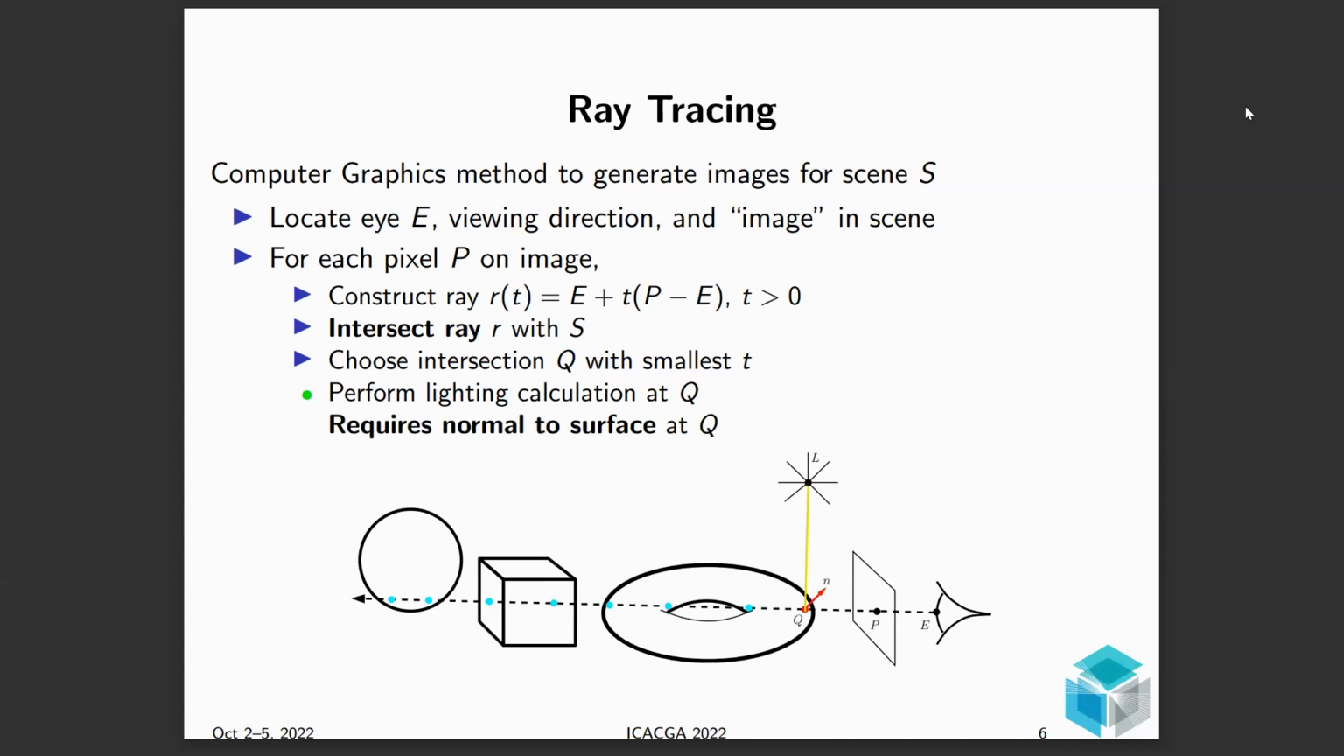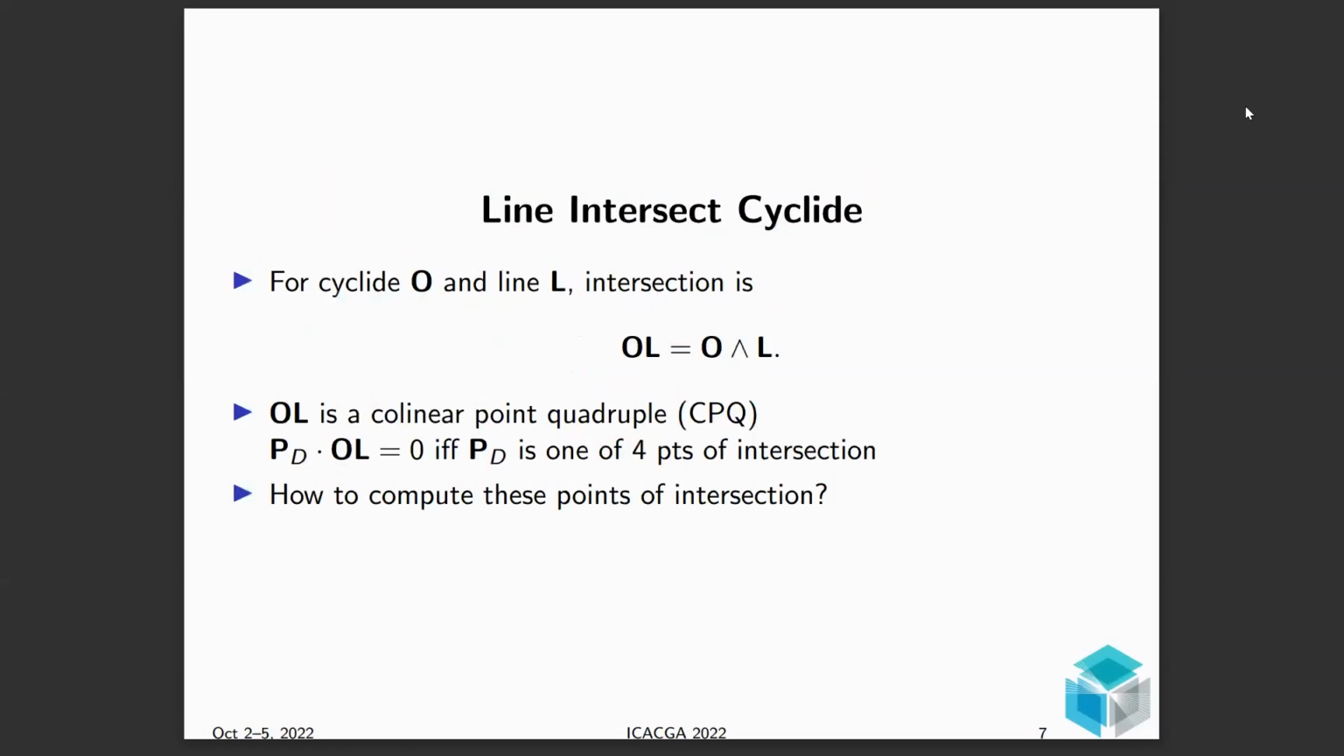How do we intersect this ray with the torus? Now, on one hand, Eastern hits have already done this for us, right? Because the intersection of the torus and the line is just the outer product. But what this gives us is what Wei-Jing and I eventually called collinear point quadruples. It's an object where if you take a query point and the inner product of this thing, you get 0 if and only if this query point is one of your 4 points of intersection. But we need those 4 points, right? It's not enough to say we can query and decide if a point is on one of those 4 points or not. So how do we compute these 4 points of intersection?